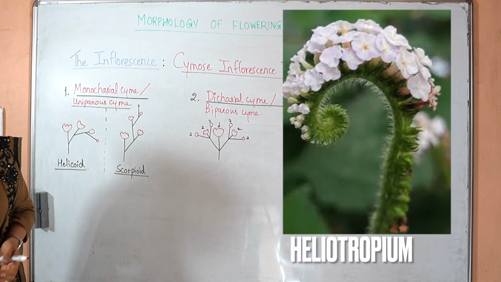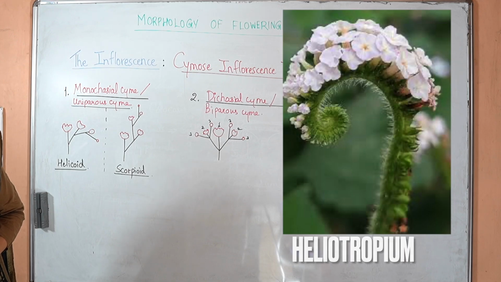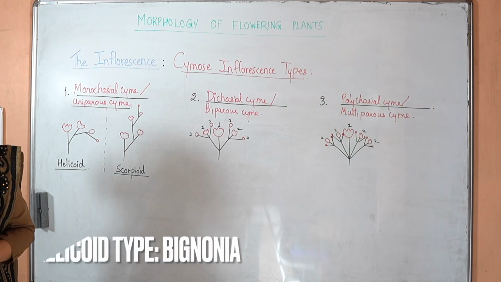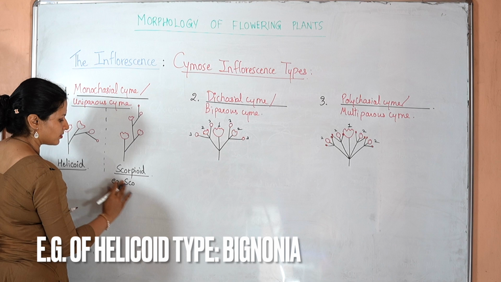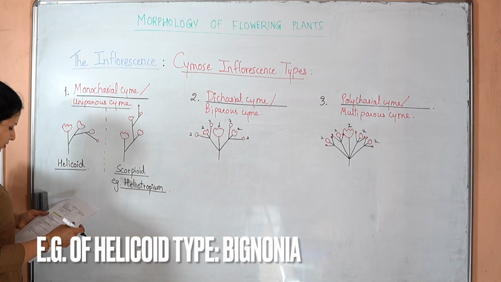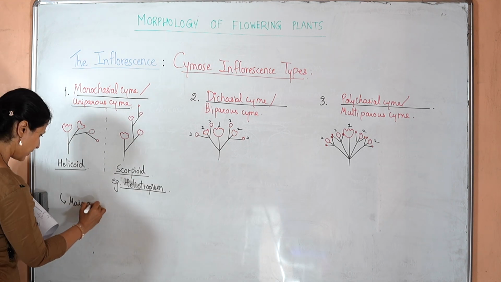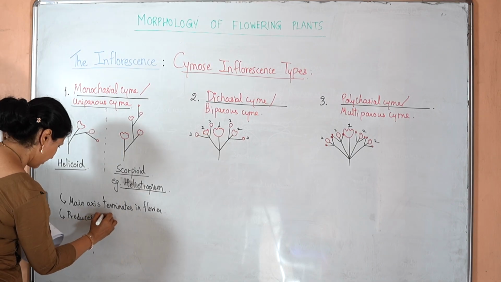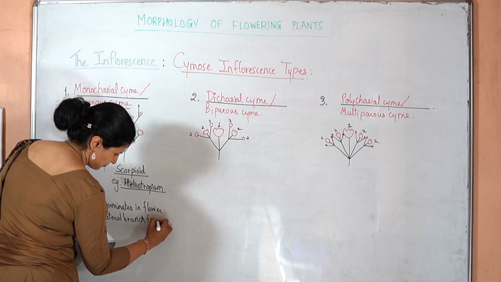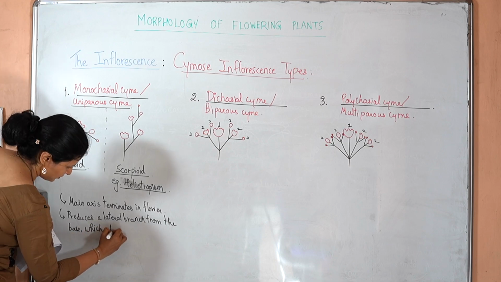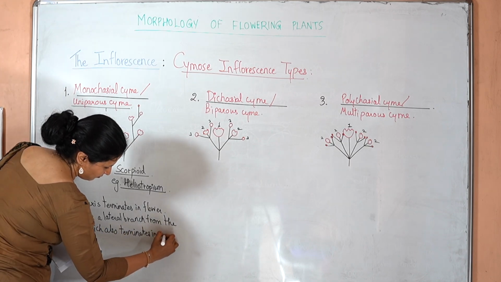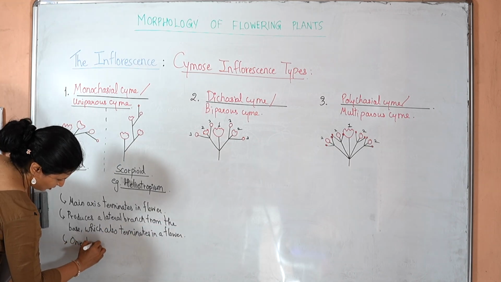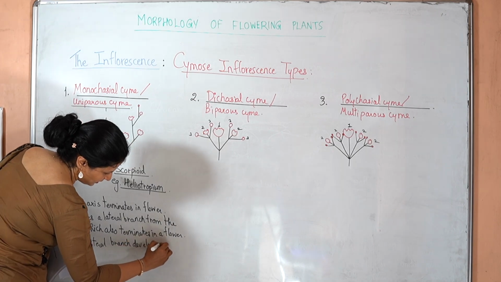There is this beautiful flower called as Heliotropium. Very beautiful Cymose inflorescence, that is Scorpioid type. Example, Heliotropium. Let's write down for both of these. Main axis terminates in flower, produces a lateral branch from the base, which also terminates in a flower. One lateral branch develops repeatedly.